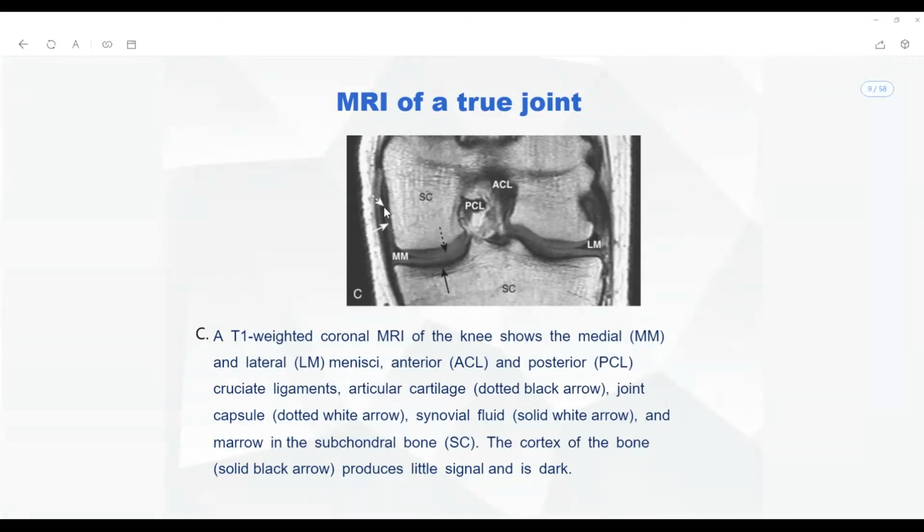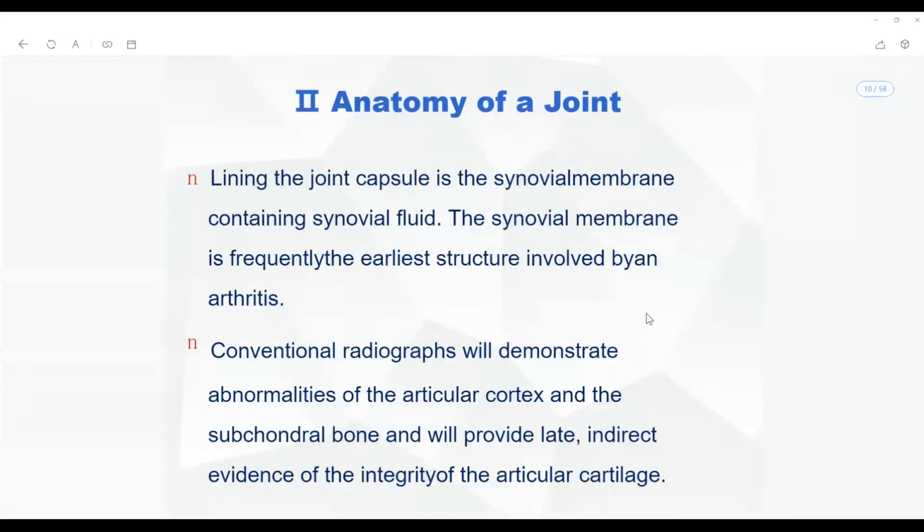Then I'm going to look at the subchondral bone here, which means this is the articular cortex. And then I'm going to look at two structures, the anterior cruciate ligament and the posterior cruciate ligament, whereas this articular cartilage is showing up as the medial meniscus and the lateral meniscus. So this is technically a true composition of a knee joint. All right, is this point clear? This is nothing but general simple anatomy. So the lining of the joint capsule is the synovial membrane.